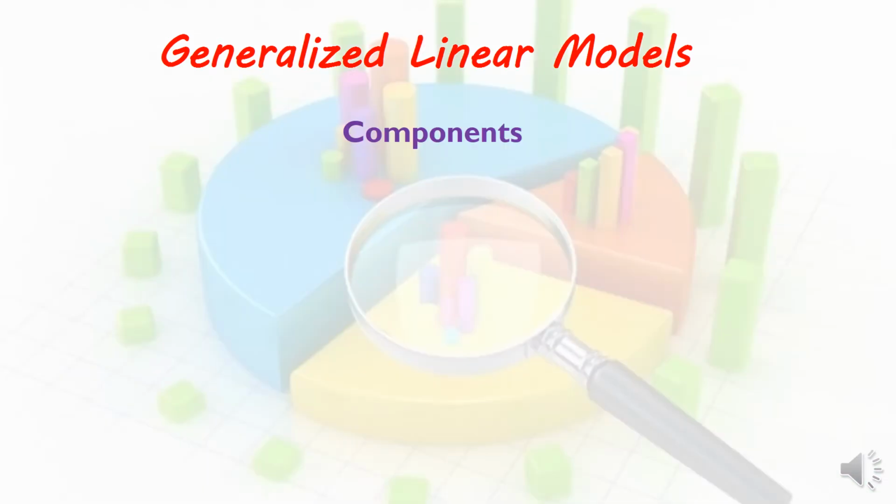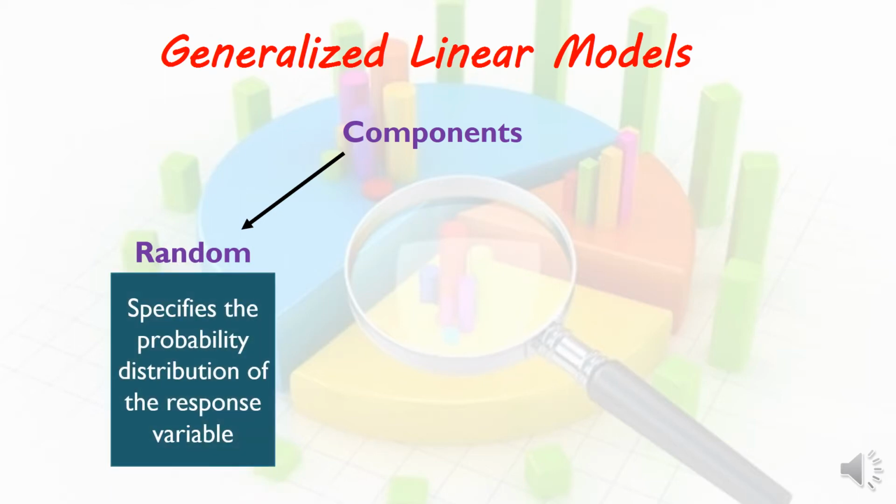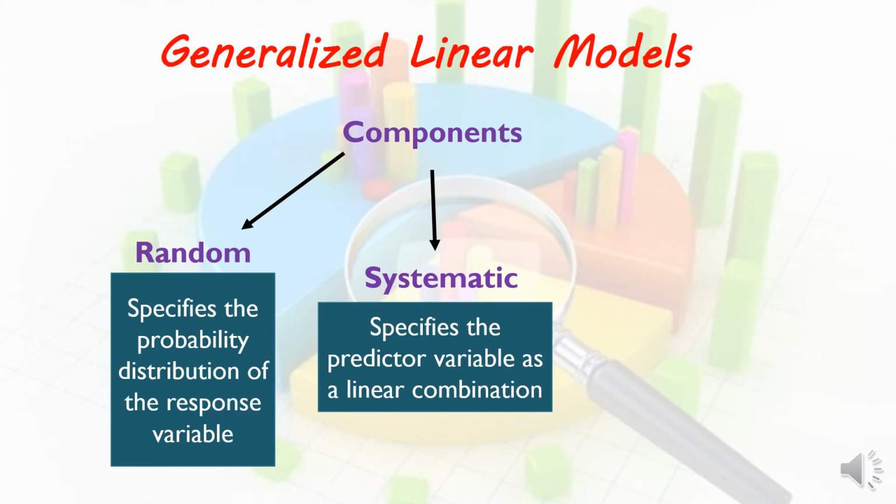All generalized linear models have three components. The first one is the random component. This identifies the response variable which has independent observations and also specifies the probability distribution according to its behavior. The second one is the systematic component. This specifies the predictor variables as linear combinations. These linear combinations of predictor variables are called linear predictors.